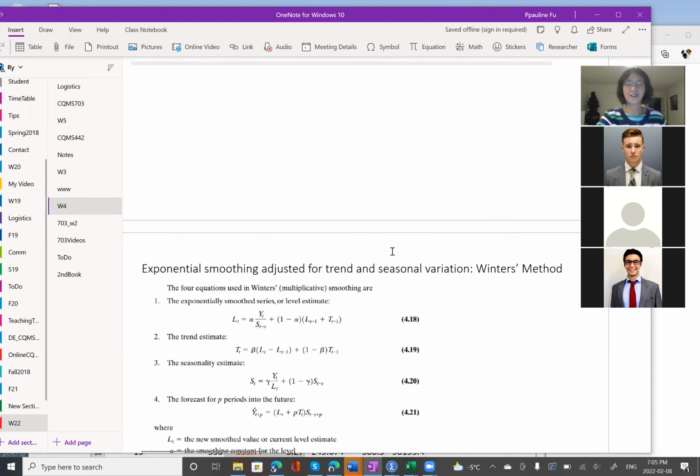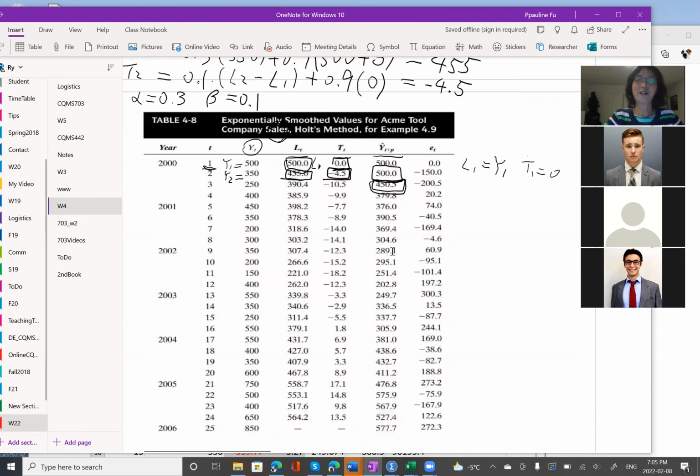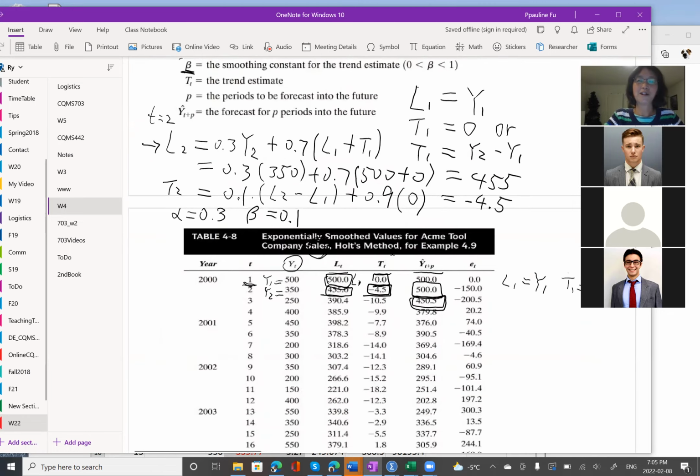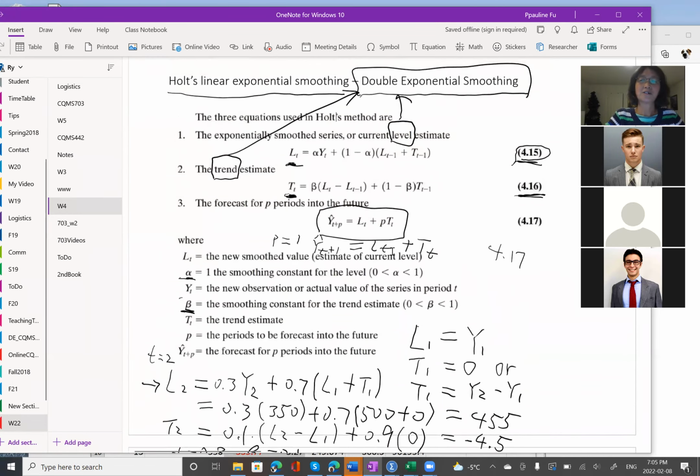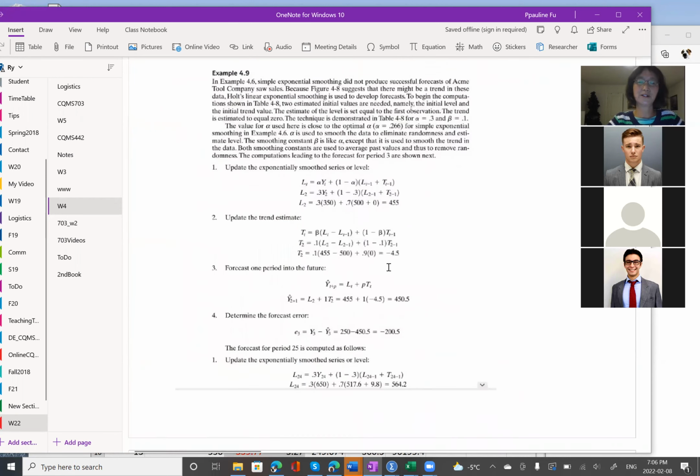All right. So remember when we do double smoothing, we're using alpha and beta. We are dealing with level and trend, but some data has level and trend, while other data may have level, trend, and seasonality, seasonal data. If you have level, trend, and seasonality, we use Winter's method. That is the next topic.